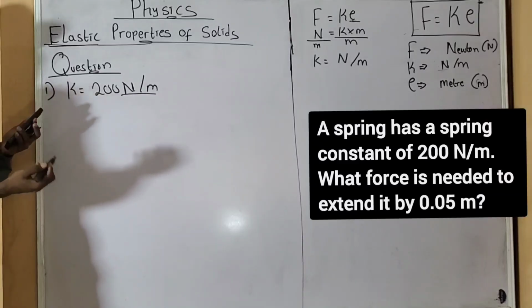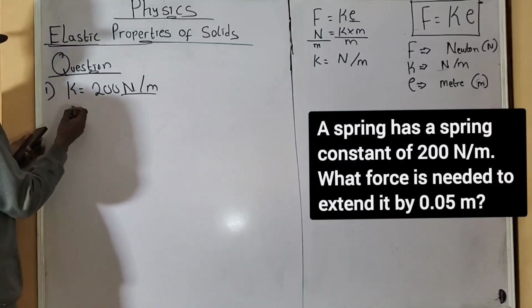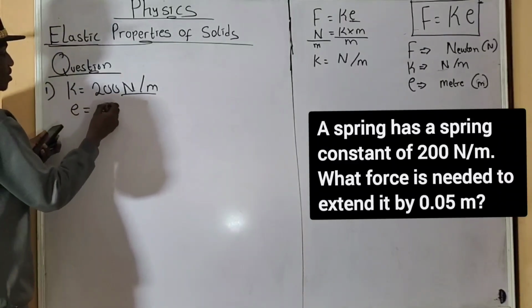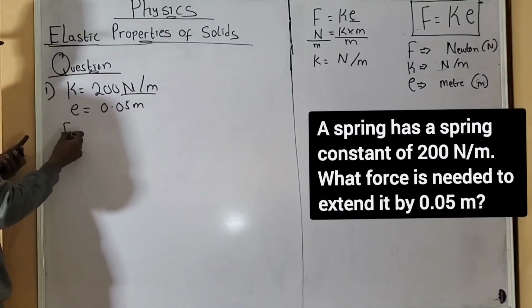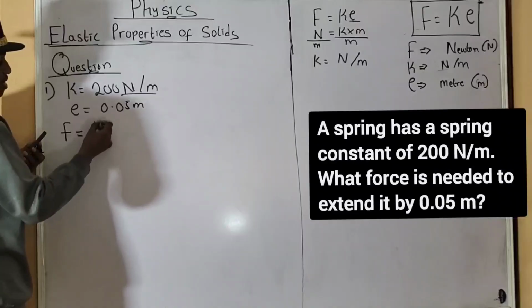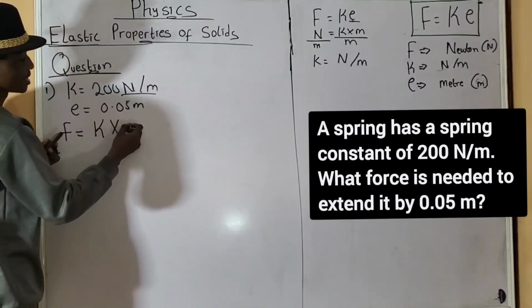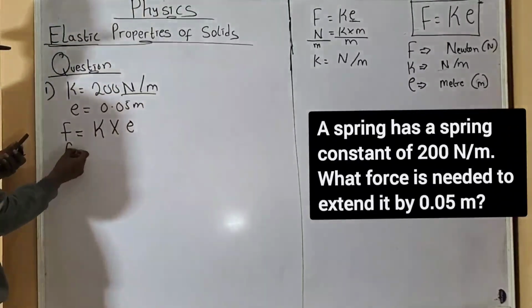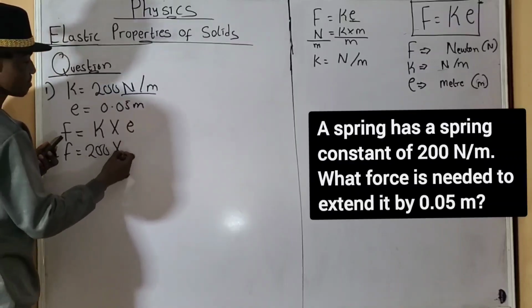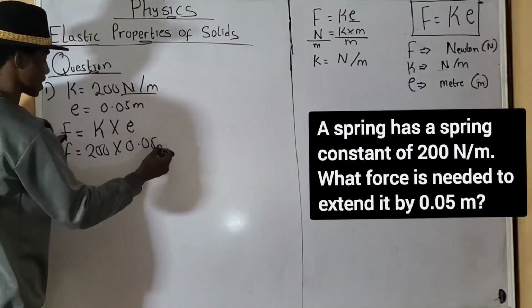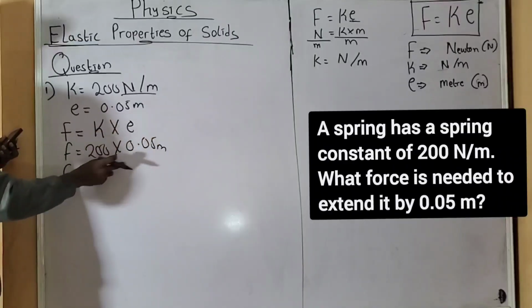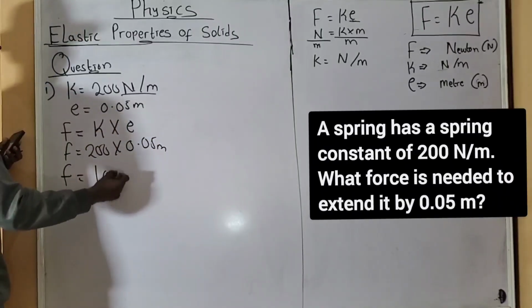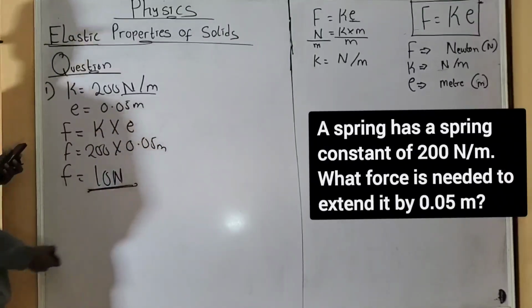What force is needed to extend it by 0.05 meter? So that means extension is what? 0.05 meter. Now, from the law, force is equal to spring constant multiplied by what? Extension. So force is equal to 200 multiplied by 0.05 meter. Okay. So the force, multiply this and this, you're going to have 10 Newton. So the answer to this is 10 Newton.